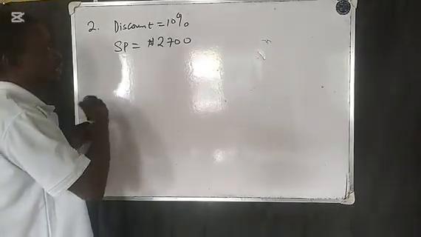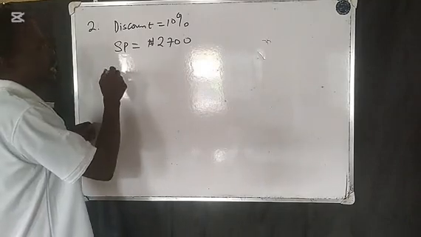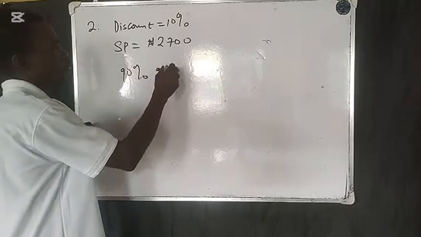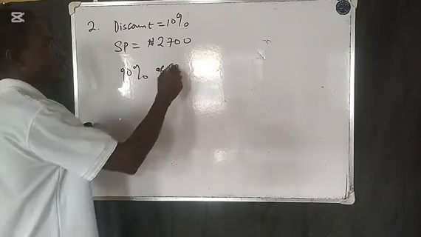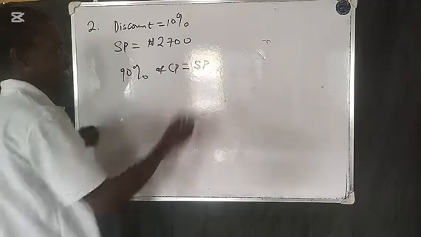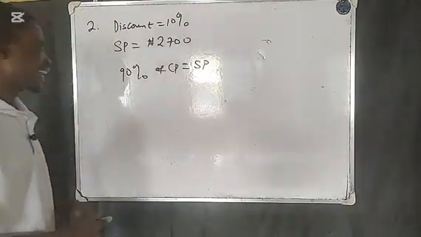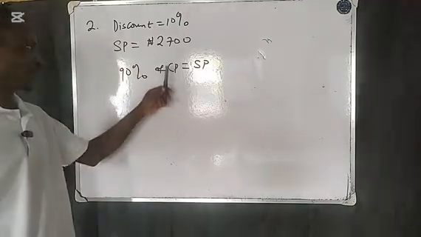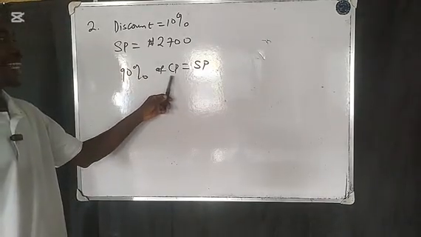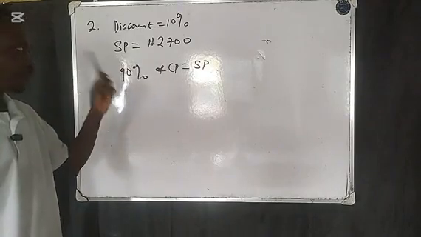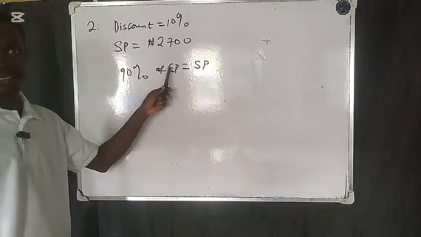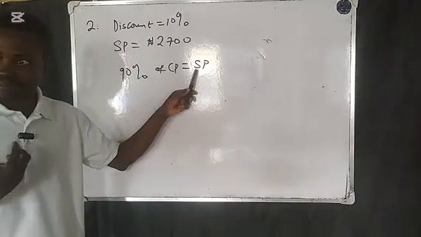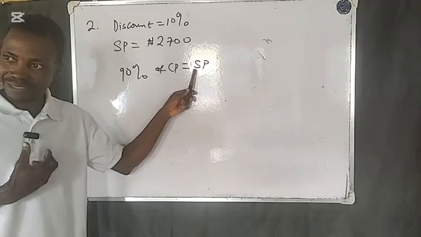So let's say cost price now. We say 90 out of 100 of the cost price is equal to the selling price. This guy enjoys how much percent? Instead of him paying 100% of cost price, he did not pay 100% of cost price. He paid 90% of cost price, and that 90% of cost price will equal the selling price. The amount you collect is your selling price.